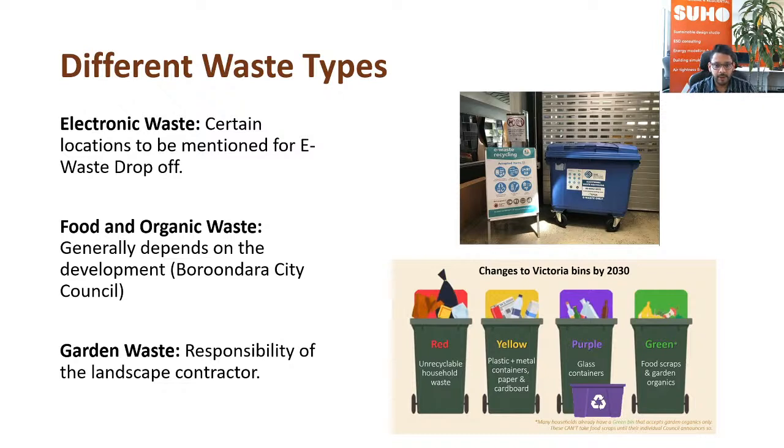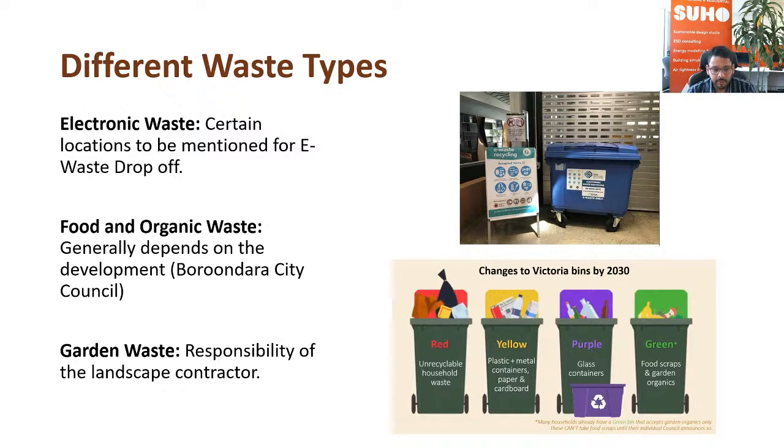The other one is food and organic waste. This is generally dependent on the development. Basically, if it's a restaurant, we know that it's going to be a lot of food waste. So we need to consider how we are going to address the food and organic waste in the development. And now councils are going strict on food waste, and they are asking us that it should be considered in each and every development. So we need to provide that as well.